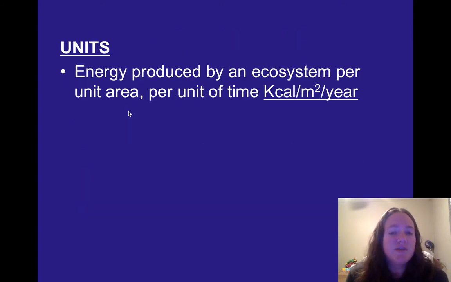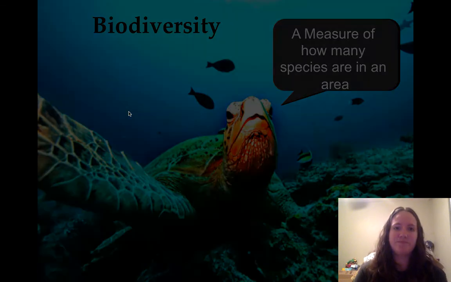And then for units, it's energy produced by an ecosystem per unit area per unit time, usually meters squared per year. And our energy is going to be measured in kilocalories. So our final units are kilocalories per meter squared per year. Make sure you write that down because you're going to need to know those units and include them when we're doing calculations.